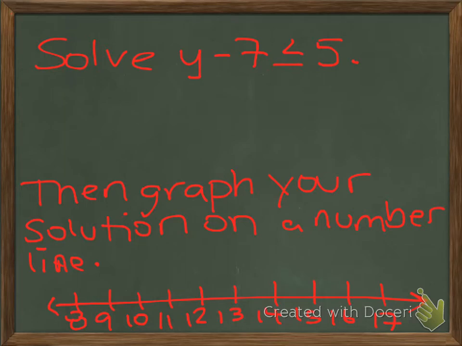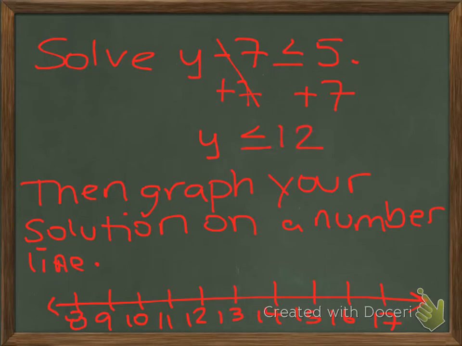So the first one, we're asked to solve the inequality. So we want to solve this like we would if it had an equal sign and get y by itself. So we're going to add 7. Whatever we do to one side, we do to the other. And we bring down the y, the symbol, and the new number.